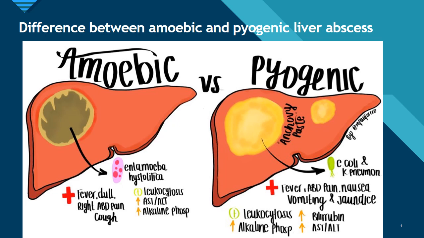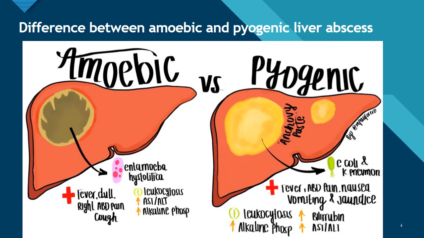In amoebic liver abscess, there is mostly a single abscess, and in pyogenic there are multiple abscesses present. In amoebic abscess, there are no signs of toxicity, that is, there will be no such high grade fever. If there is fever, then it is going to be low grade or even no fever. However, in pyogenic liver abscess there will be high grade swinging fever.